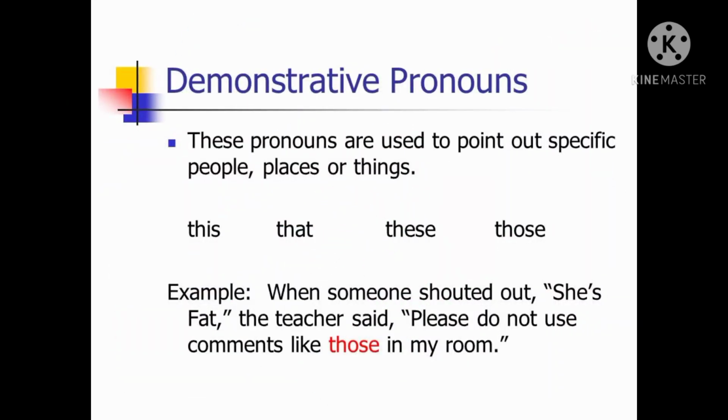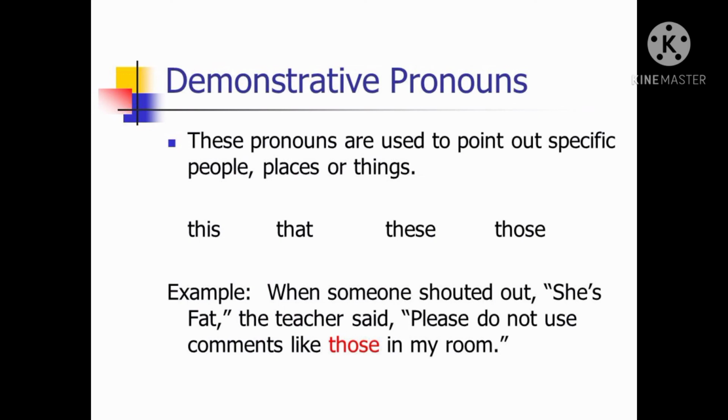Number 2 comes the demonstrative pronouns. These pronouns are used to point out specific people, places, or things. When someone shouted out, "She is fat," the teacher said, "Please do not use comments like those in my room." By using the word those, the teacher is pointing out to the comments, "She is fat."